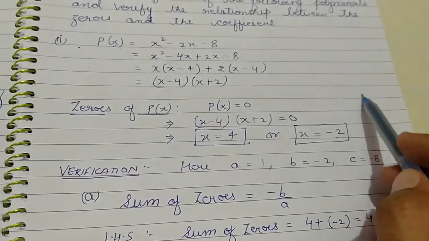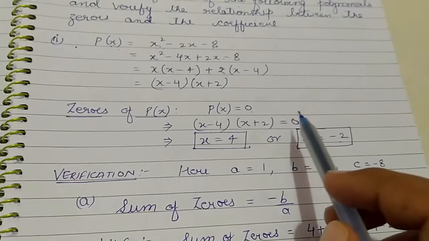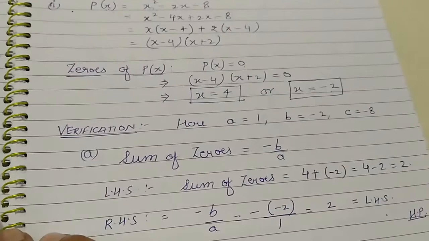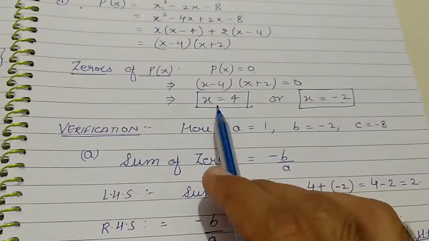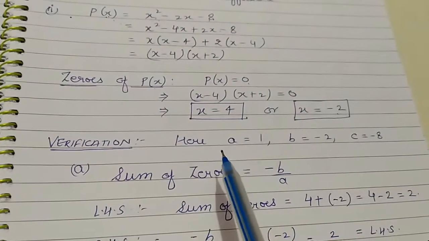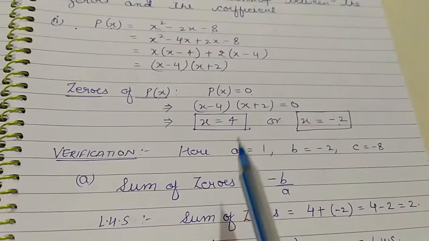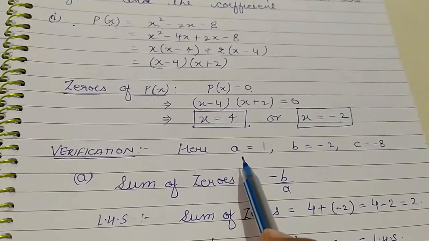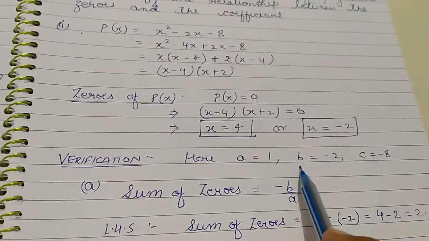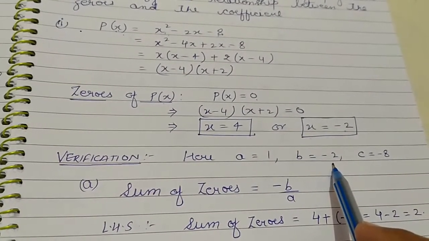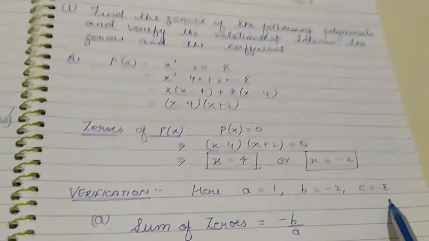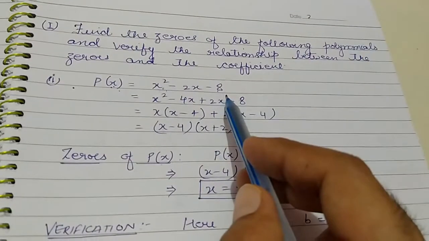This is the first portion of our question in which we have to find the zeros of the p(x). Now we shall have to verify the relationship between the zeros and the coefficient of the given polynomial. The coefficients of the given polynomial are a equals 1, that means the coefficient of x square, b equals minus 2, that means the coefficient of x, and c equals minus 8, that means the constant term.